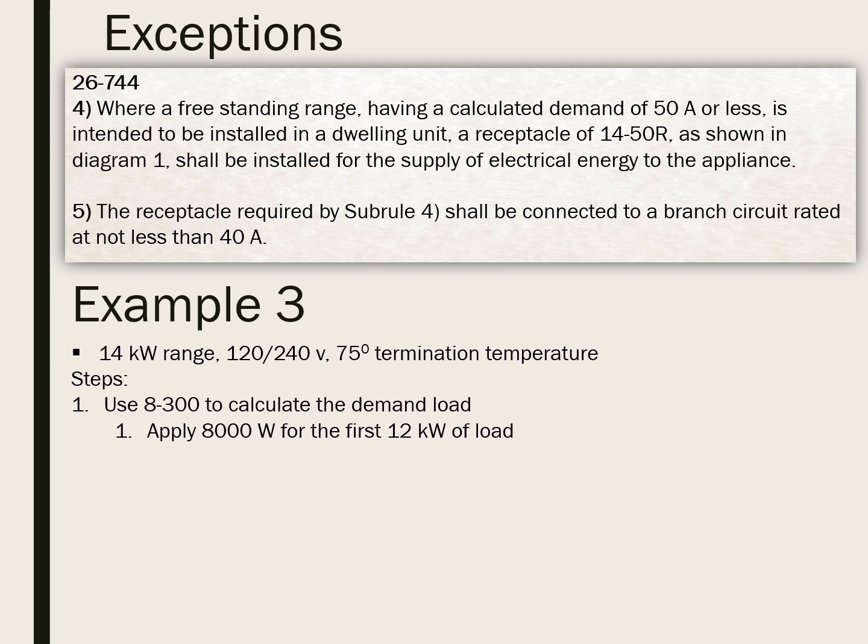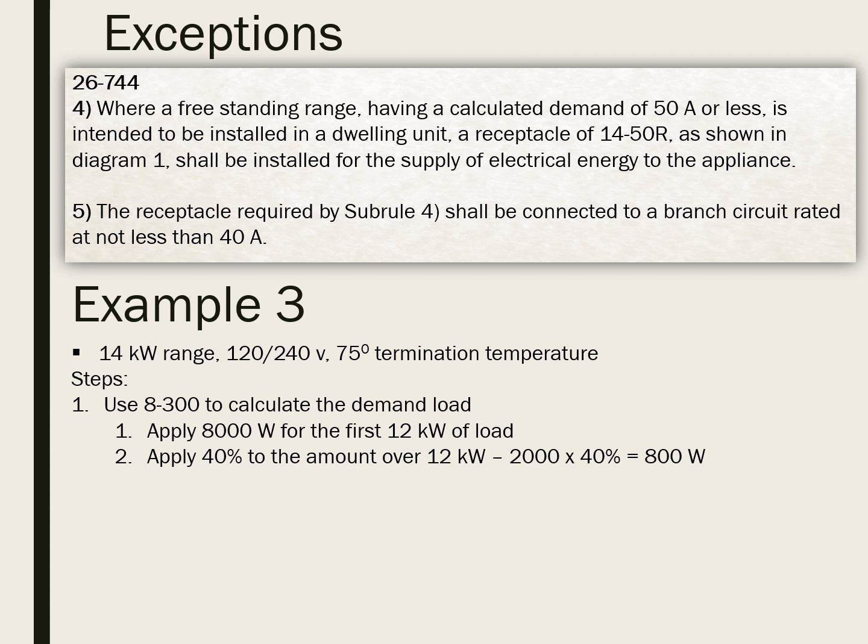Instead of just taking the wattage and dividing it by the voltage like we did before, ranges have a special rule, and this rule is 8-300. This rule has us treating ranges much the same way as we did when we sized them for a service. We still take them at a demand factor. 8-300 tells us to apply 8000 watts for the first 12 kilowatts of load. We start with a higher wattage value with a branch circuit because the branch circuit is going to have more of a load on it when we compare it to the service. So remember, every time that you are sizing a range for a branch circuit, always start with a higher value of 8000 watts. The second step is to apply 40% to any amount over the 12 kilowatts.